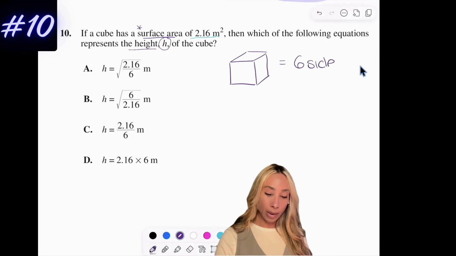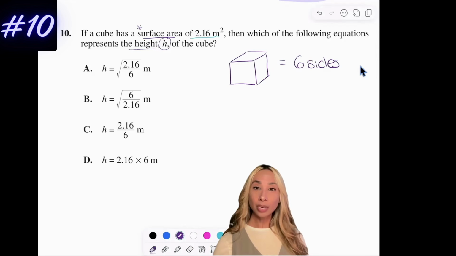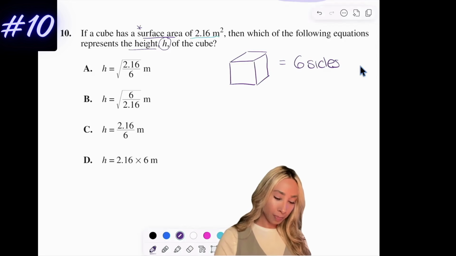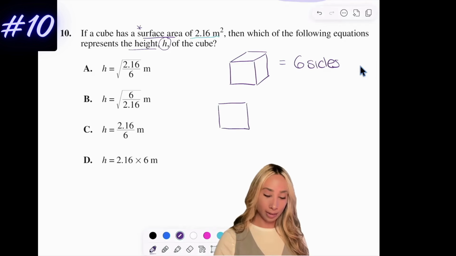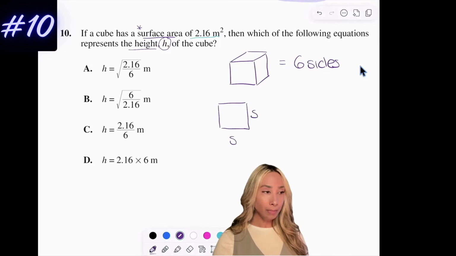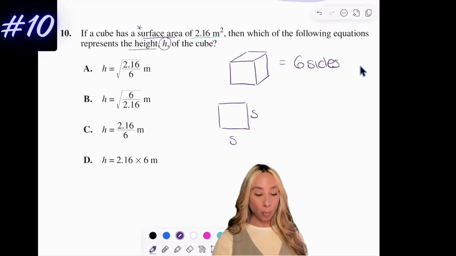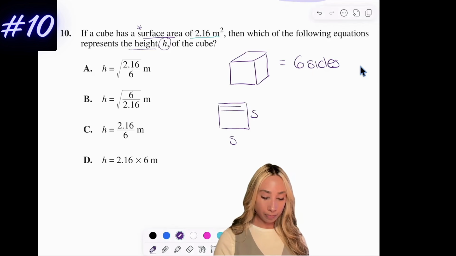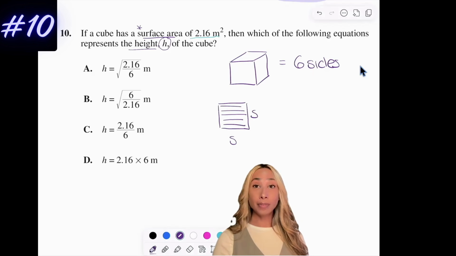Then we have to think, well, okay, how do we get the surface area? How do we actually calculate it? Well, we start with a square, and that's a 2D square. And we say, well, it's like side times side or length times width. So that means we're going to go length times width or side times side, whatever this number is. And then we're going to have to multiply it for the 6 sides that are on the cube.